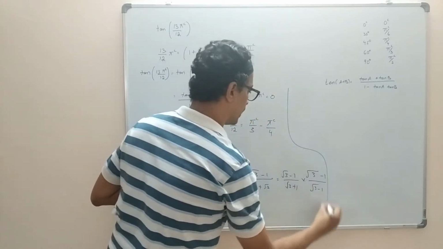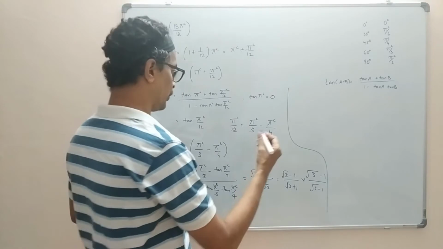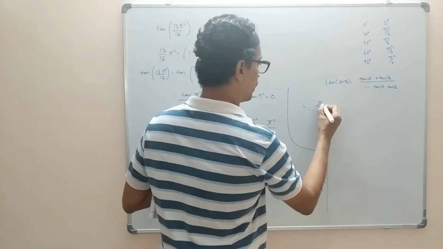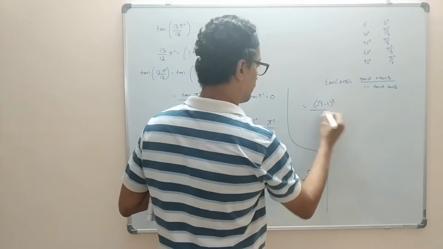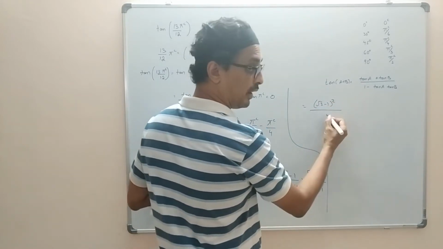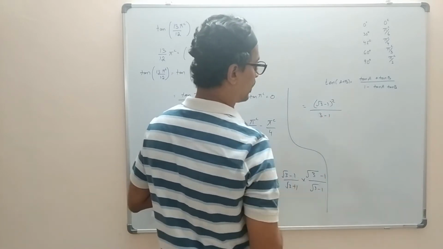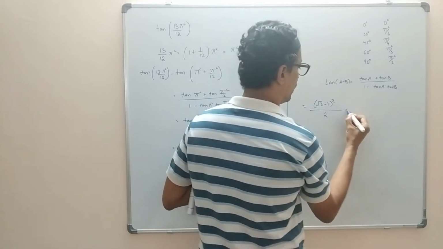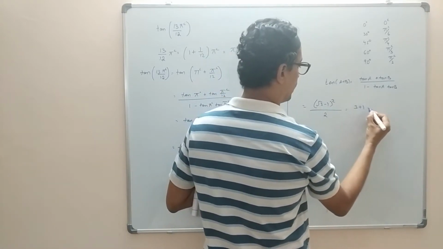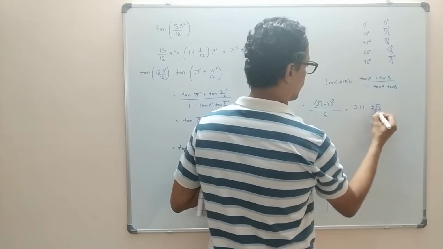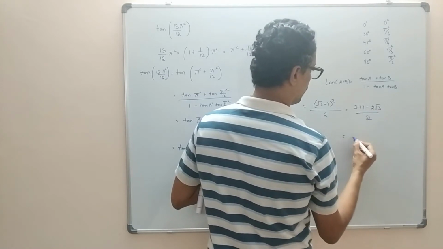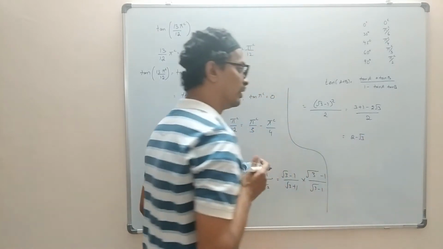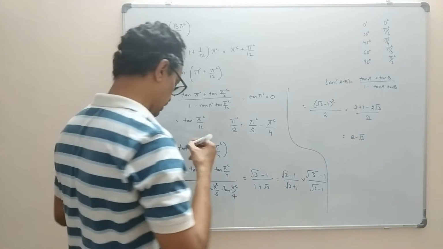So what will this become? This is going to be root of 3 minus 1 whole square, divided by 3 minus 1. That is 2. Right? And above it will be 3 plus 1 minus 2 root of 3, divided by 2. So this will be 2 minus root of 3. Correct? So we got the answer for it.